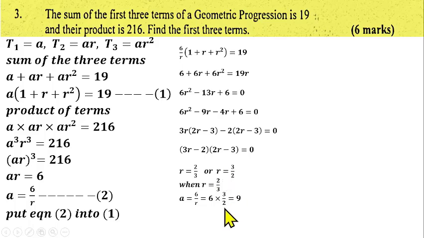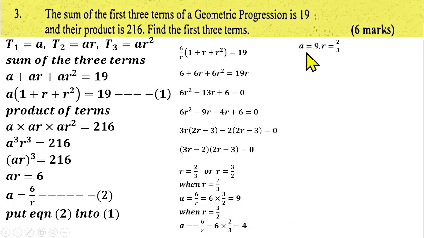Also when our r is 3 over 2, we can also find our a. So a will be equal to 6 over r, which is also equal to 6 over 3 over 2. Then division will turn to times, so times, then invert the fraction, that will give us 2 over 3. 6 in 3 will give us 2. 2 times 2 will give us 4. So when our a is 4, our r is 3 over 2.